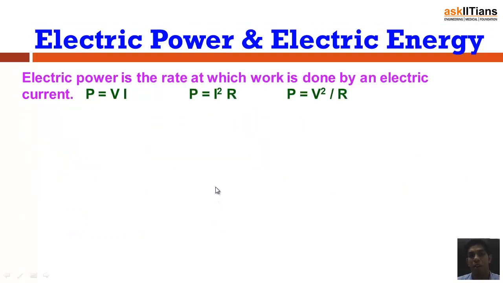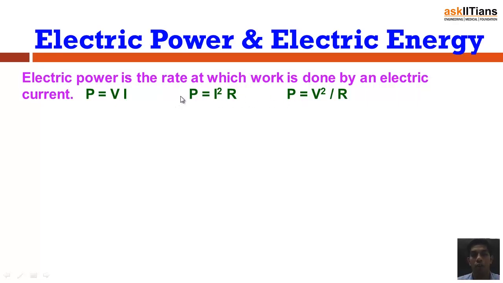Now electric power is the rate at which work is done by electric current. So it's given by P equals VI, or P is equal to I square R, P is equal to V square by R. If you have to use P is equal to VI, just make sure that you know what is the voltage and what is the current in this respect. Voltage is the voltage across the element of interest, not the total potential difference. Same goes for these expressions.